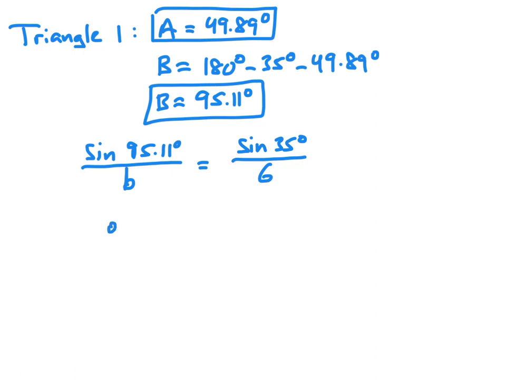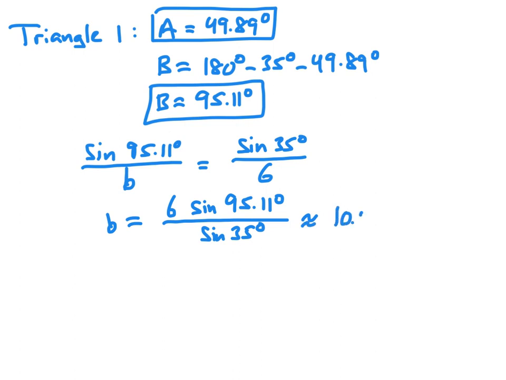From this, we see that B will be 6 times the sine of 95.11 degrees divided by the sine of 35 degrees. And according to a calculator, this is approximately 10.42. So this is our value of side B in triangle 1.